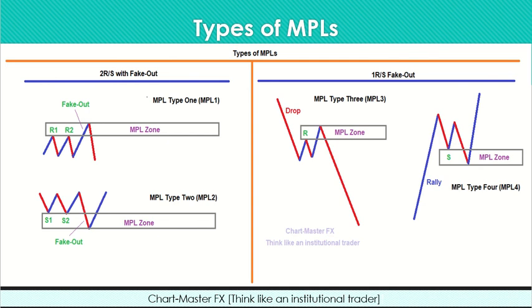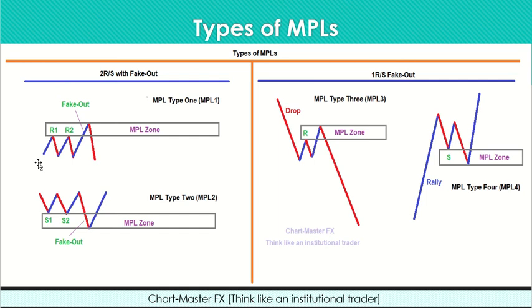When we are explaining things in Forex, it's good for you to picture in a diagram what we are really talking about, so that once you have that conception, it's going to help you to be able to spot those things in the live market. So basically we have 4 types of MPLs. We have the type 1, the type 2, the type 3, and the type 4. These are categorized into 2: the 2 RS with fake out, and the 1 RS with fake out.